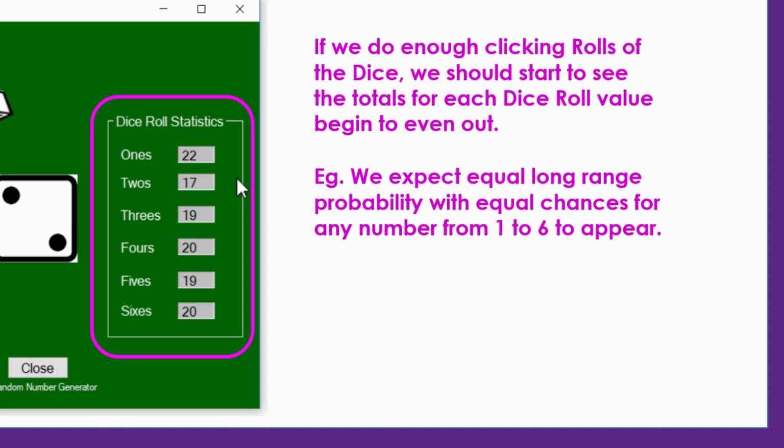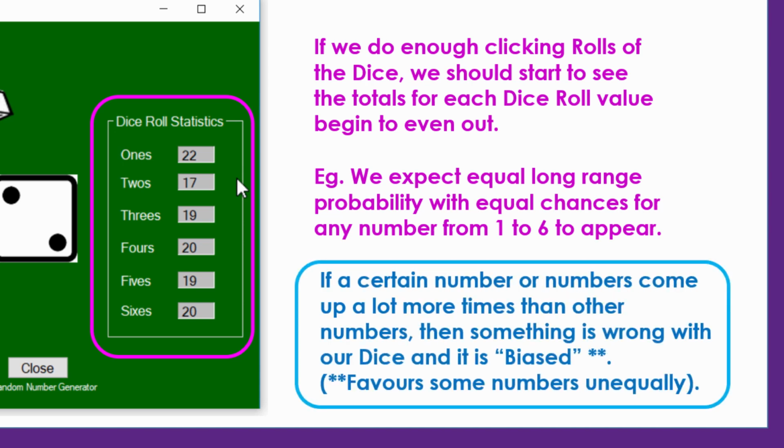But every time it comes up though, the chances are equal. So even if you haven't seen a 2 for a long time, it doesn't make the 2 any more likely. The chances of a 2 are still 1 out of 6 every time, which is kind of this math stuff you need to study in probability. But not going to worry about that here. We're doing computer programming. So yeah, you expect all those numbers to even out on average with long range probability. Now, if certain numbers seem to come up a lot more times than the others, then something's wrong with the dice, and we say that the dice is biased.